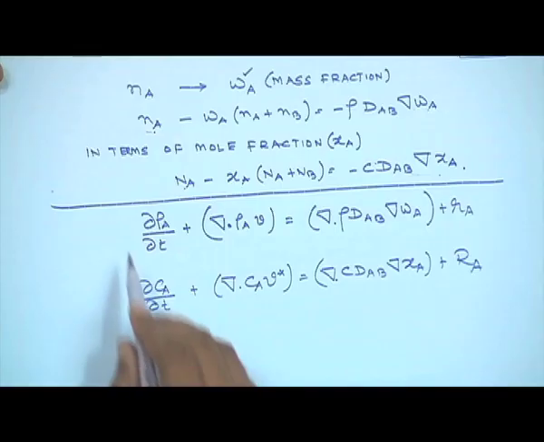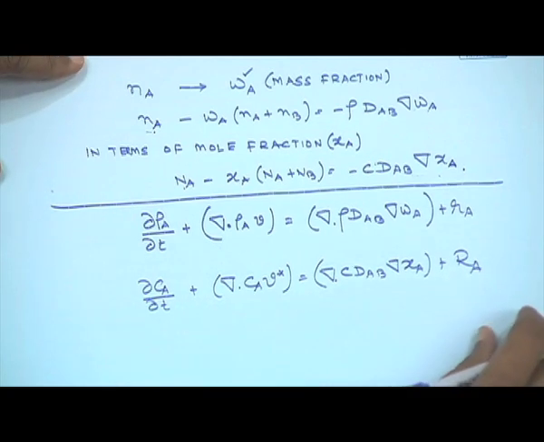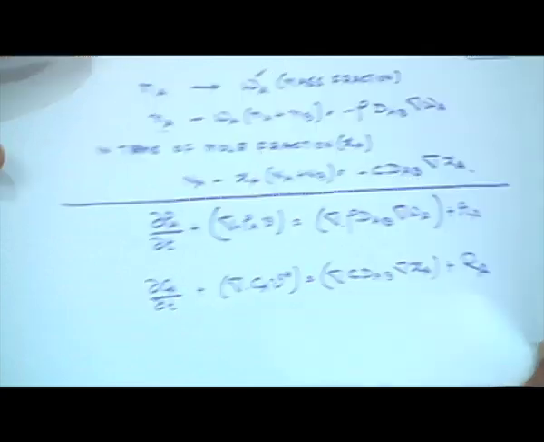Though it is going to be diffusion, the concentration difference is the most common cause of diffusion, of movement of species from one point to another. So these are the two equations, and I am going to write these expressions once again. These are called the special cases that we encounter.